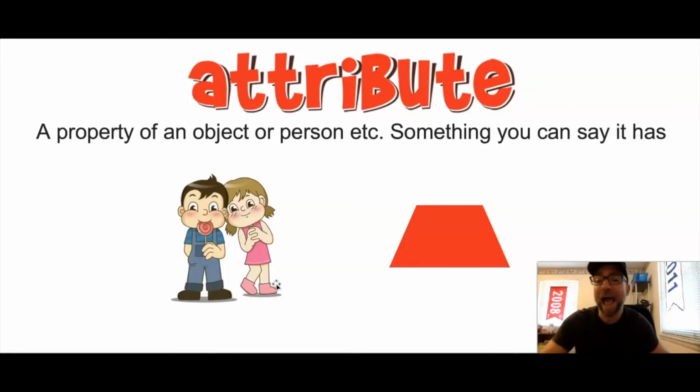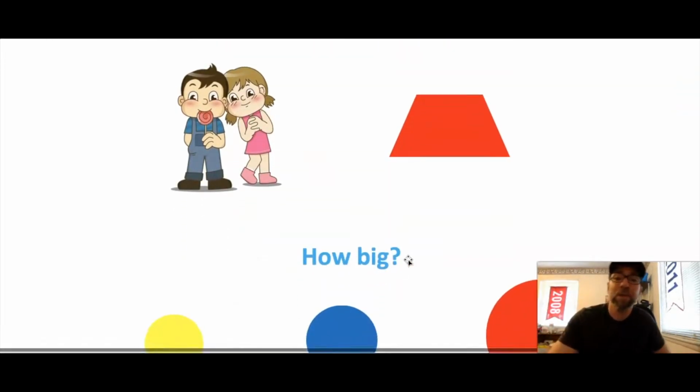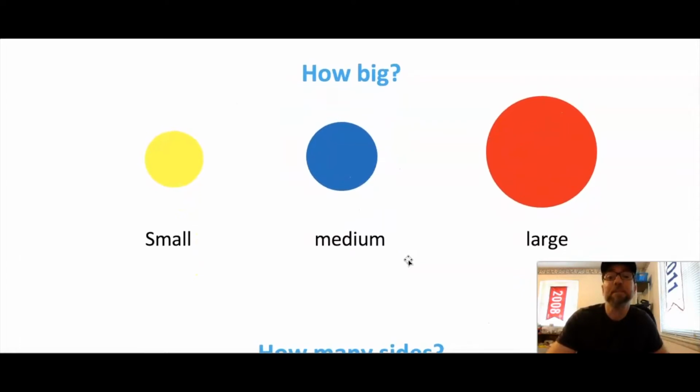It's what they have. And a shape has attributes. This shape here is called a trapezoid. It has 4 corners. It has 4 sides. It is the color red. So today we're going to take a look at what are some types of attributes. Well, we looked at size of shapes and how big a shape is. A shape could be small, medium, or large. Just like your French fry order at McDonald's.